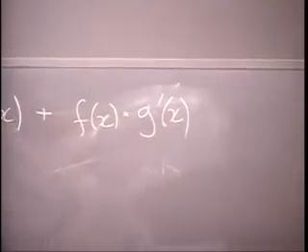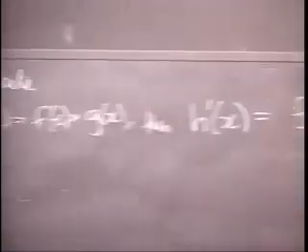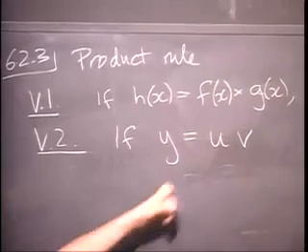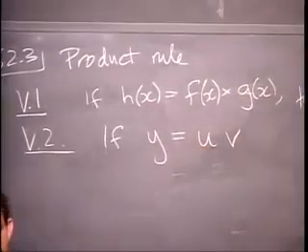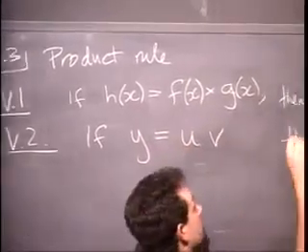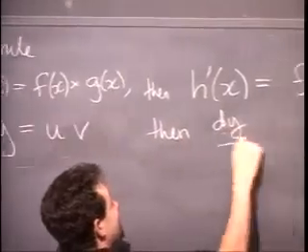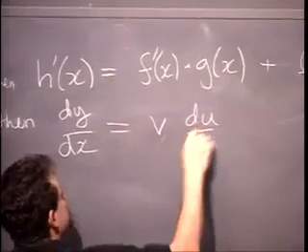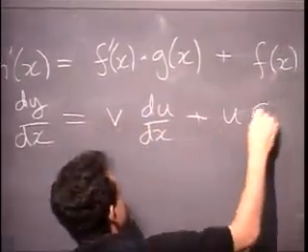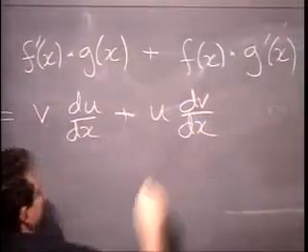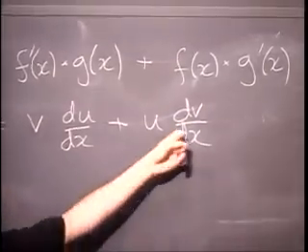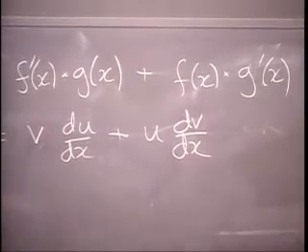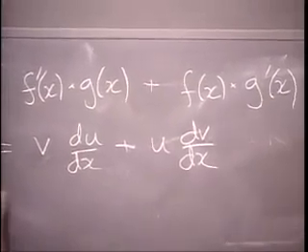The other version is if y happens to be equal to u times v, where these are implicitly understood to be functions of x, then dy/dx is equal to v du/dx plus u dv/dx. Now, of course, you could write this as u dv/dx plus v du/dx, but I think it's better to learn it this way. And this is the most useful form of it, so I'll put a box around it.